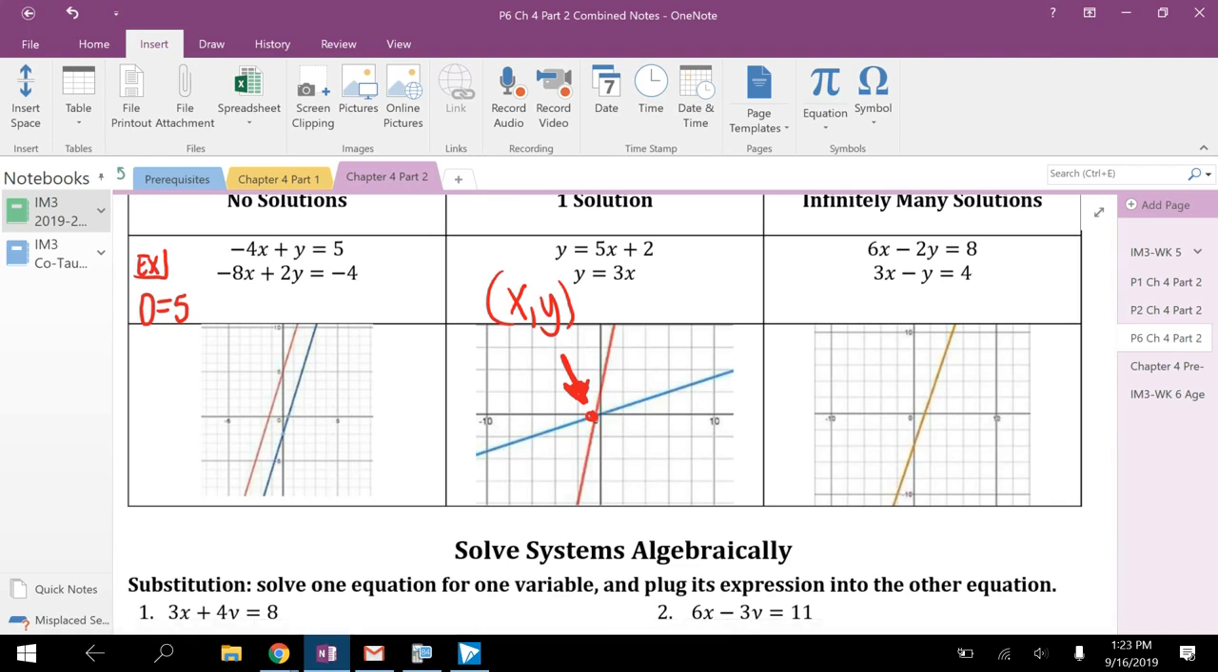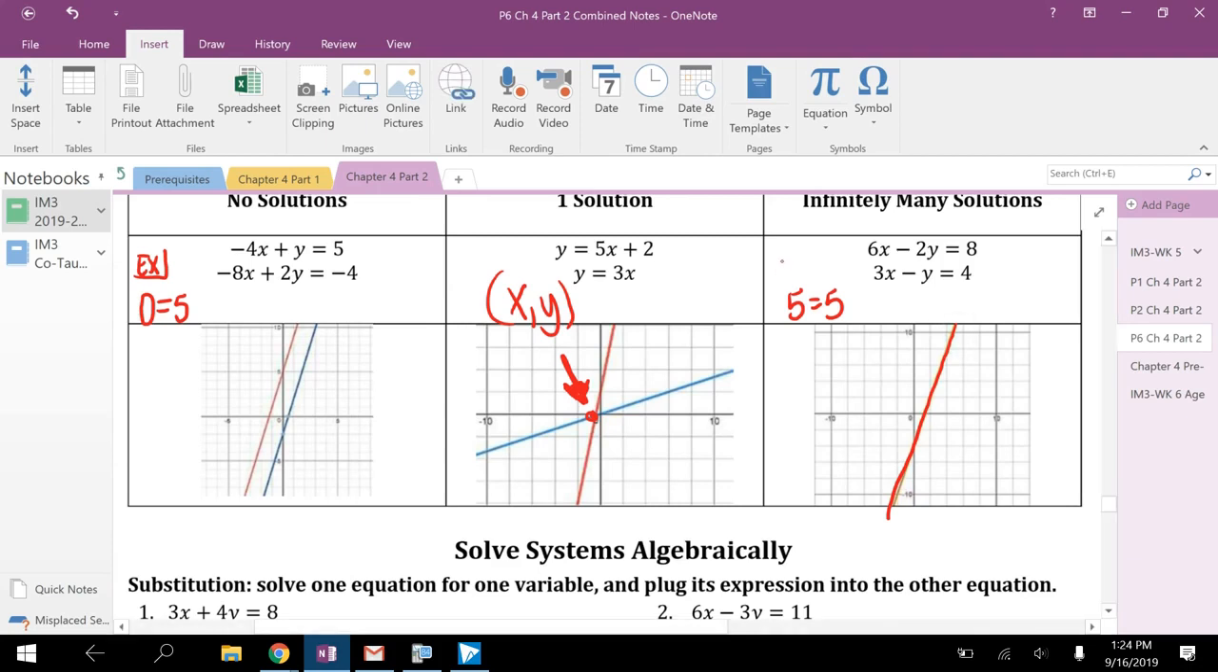Wherever that's crossing. This next one, you can see they're the same line. There's only one line on this graph. This one is an example like this. If you're solving algebraically, 5 always will equal 5. So that would be infinitely many solutions. You're probably like, what are you talking about?